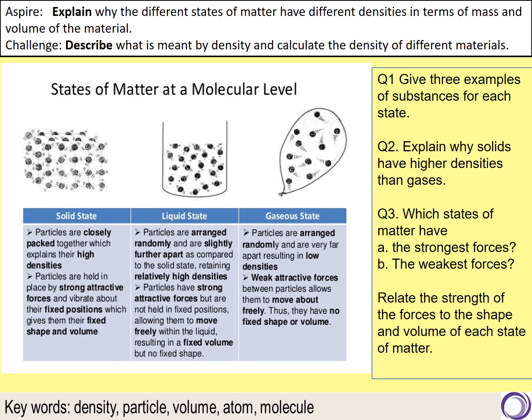What I want you to do is give me 3 examples of a solid, a liquid and a gas for question 1. Then explain why solids have higher densities than gases, which I've tried to talk about already, and then which states of matter have the strongest and which ones have the weakest forces. I'll give you help with question 1.